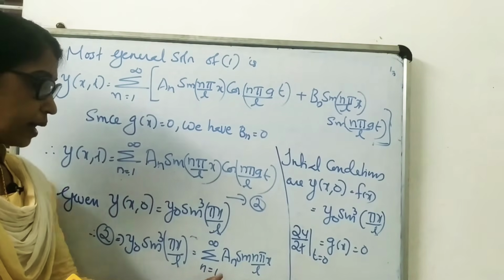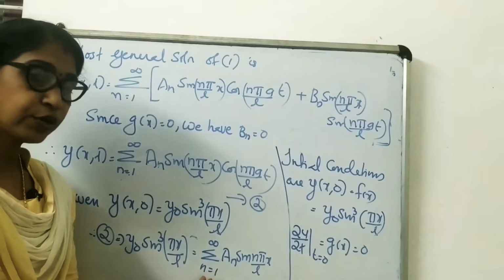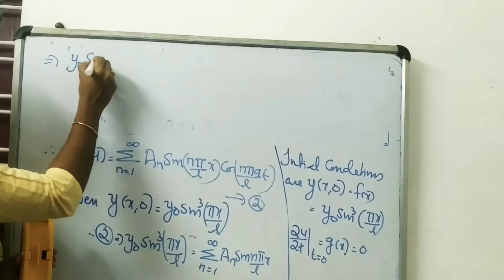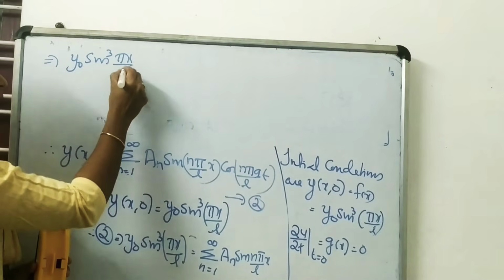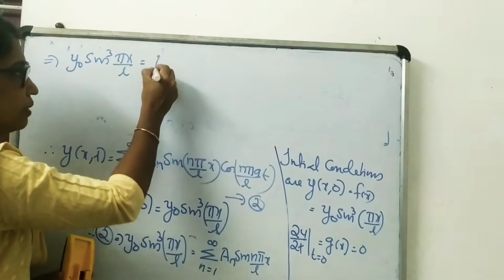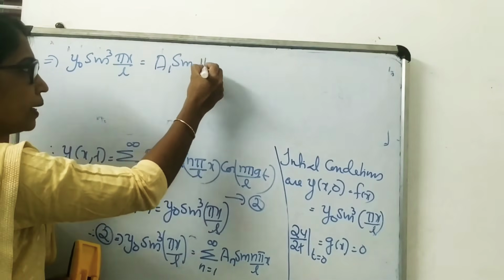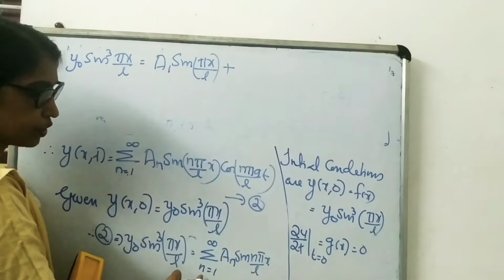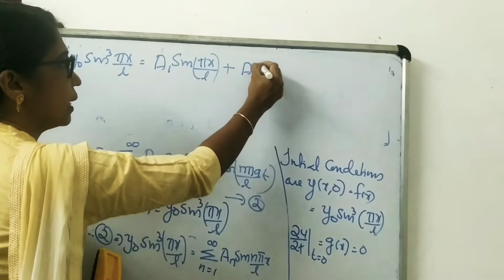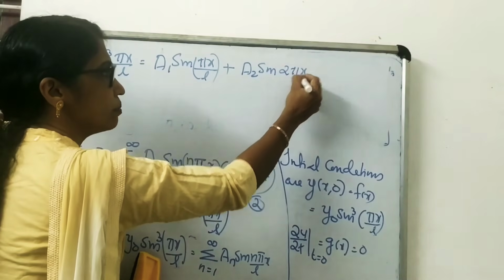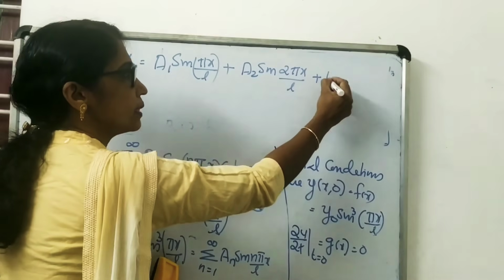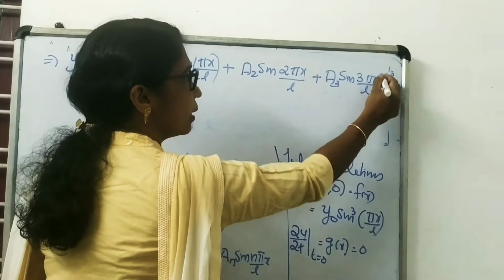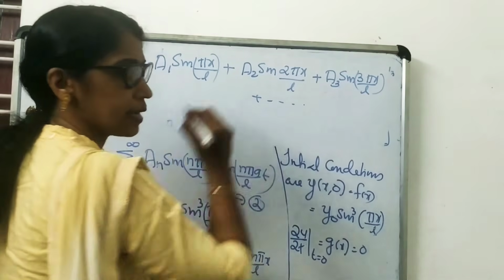Now I am expanding this sigma, putting n equal to 1, 2, 3, etc. Therefore y0 sin cube(pi x / l) is equal to, when n equal to 1, a1 sin(pi x / l), plus, putting n equal to 2, a2 sin(2 pi x / l), plus the next term a3 sin(3 pi x / l), plus etc.